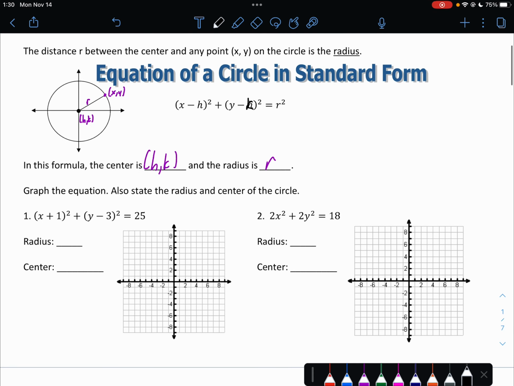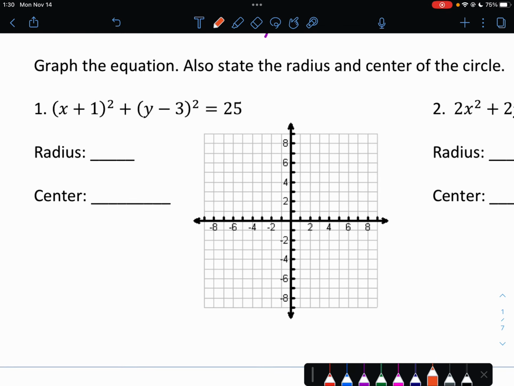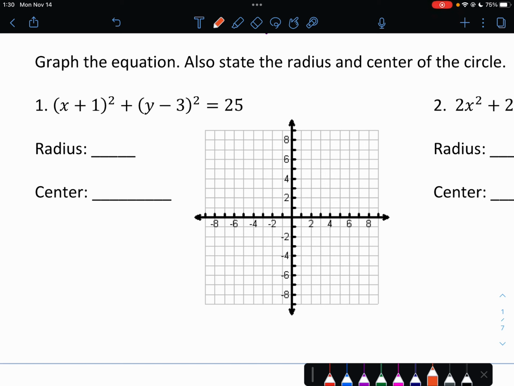All right, so we're going to start right here and just graph and state the center and radius. Actually, we should probably do that first. So the radius here will be root 25, which is 5. The center is -1, +3. So -1, +3, and then we just go up 5, down 5, left 5, and right 5, and draw our circle.